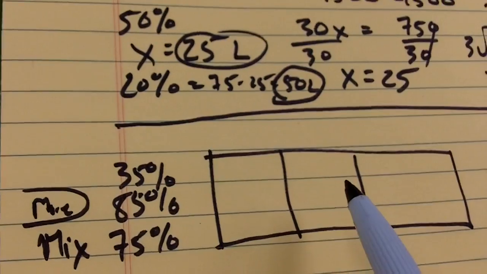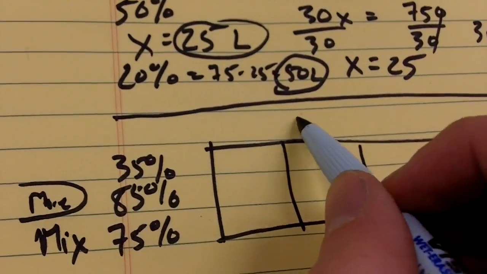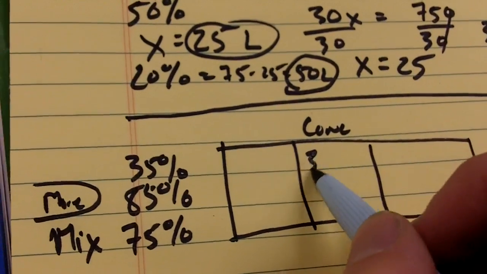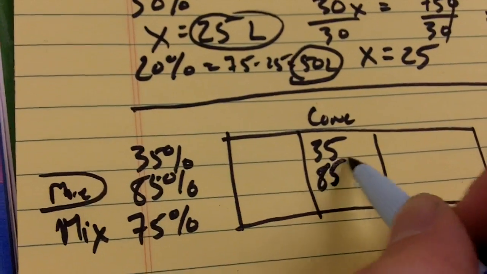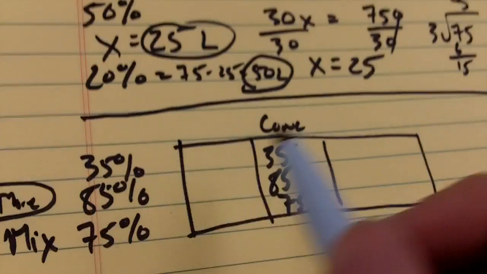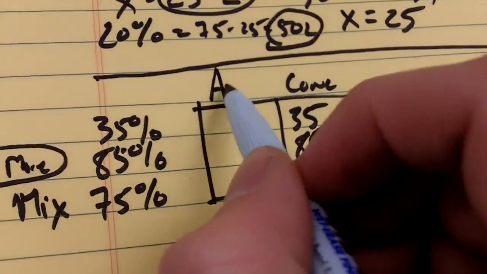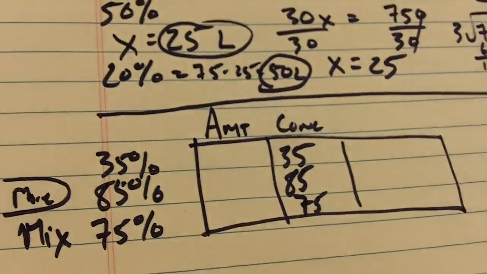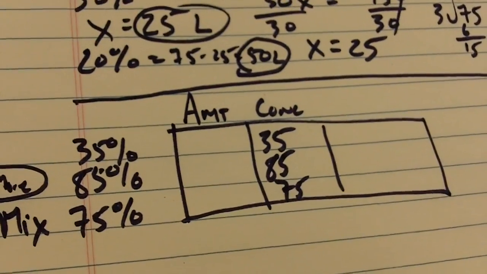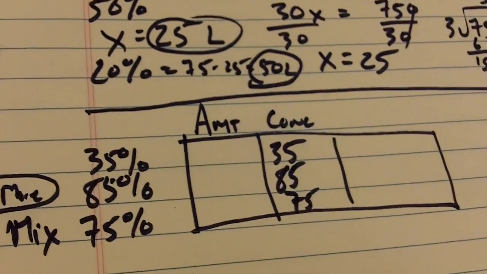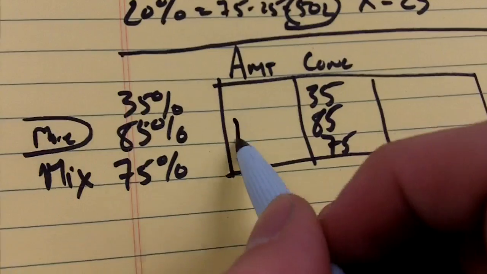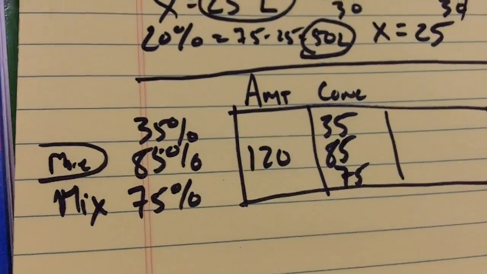It told us, well, here's our concentrations. What's the concentration of this acid? 35. What's the concentration of this acid? 85. What's the concentration of this acid? 75. That is the easy part. The harder part, what's the amount that I have of each one? Well, it told me in the problem that I have 120 milliliters of the 85% solution. There's 120 milliliters of this solution.